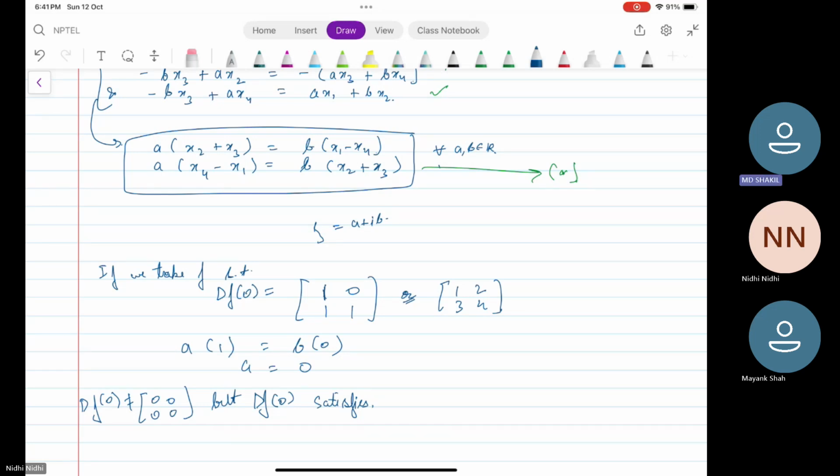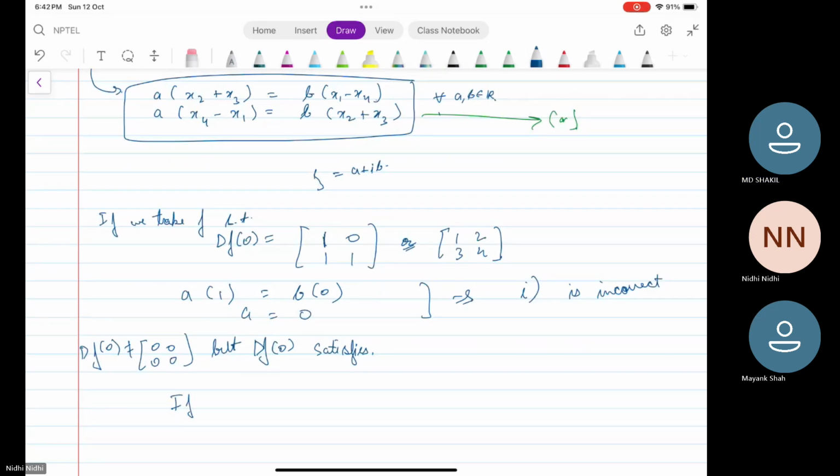If it is the identity matrix, A is equal to... no. Okay, so this plus this, and this minus this. This will be equal.